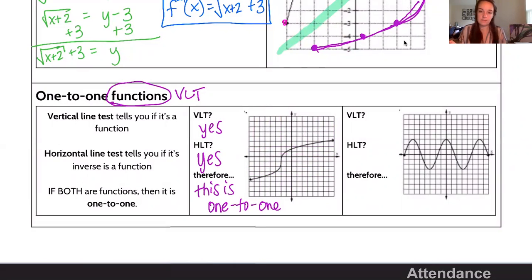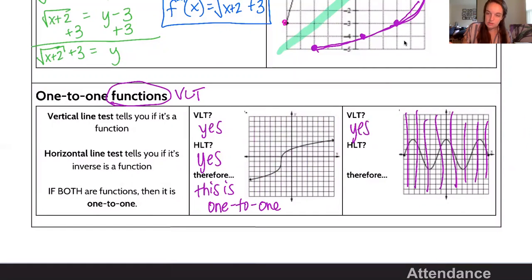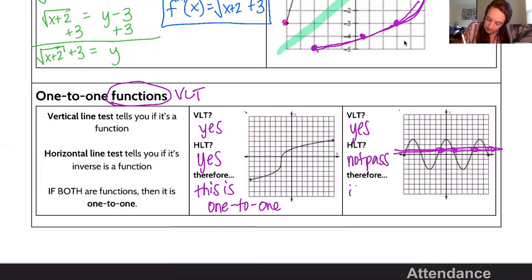So, a one-to-one function. And then the vertical line test for this one, let me try this. It does pass. So yes, this is a function. But check out this horizontal line test. If I cut a line right here, it's going to hit in multiple places. So it does not pass. Therefore, it is a function because it passes the vertical line test, but not one-to-one because it does not pass the horizontal line test.